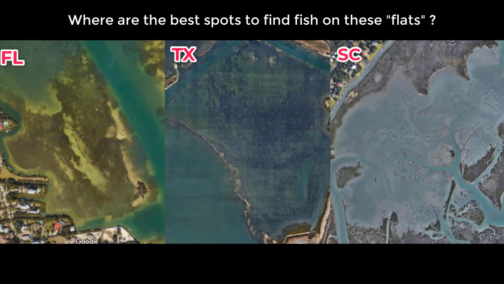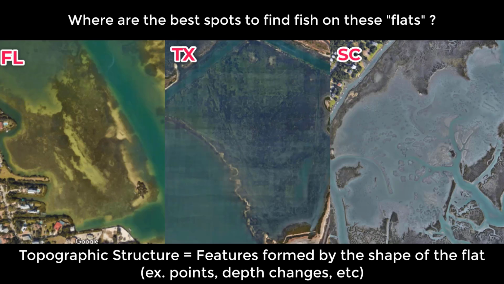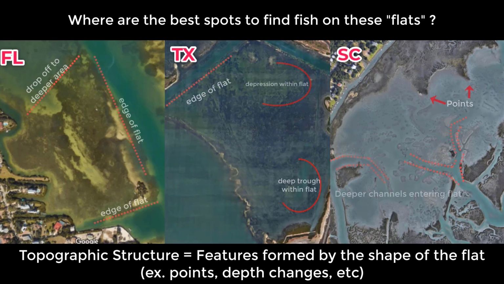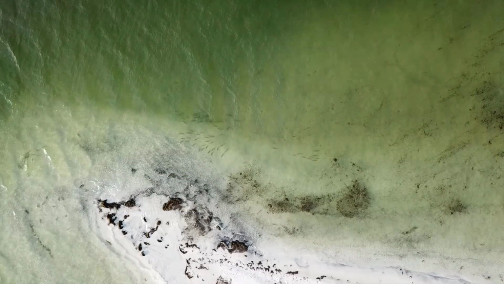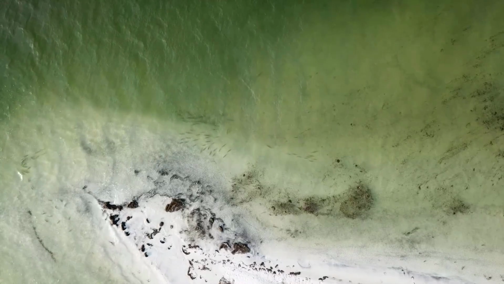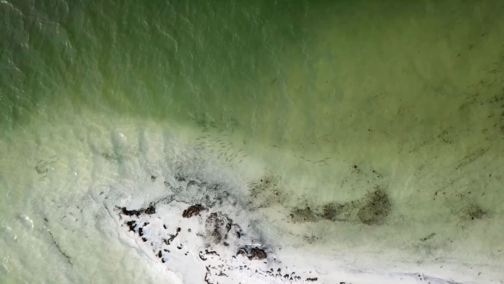Now, the second form of structure that a lot of people don't focus on is the topographic structure, those depth changes, the points, the drop-offs at the edges of flats, cuts and troughs, these shapes and features of the flat, not so much the exact physical structure, but what makes it look the way that it does. You'll find a lot of fish use those areas as ambush points. You can see in this example, these are snook that are clustered up on a point, and you can see there's a little depth change there as well. The flats are over to the right, so these fish are just using that natural topographic structure close to the flats as an ambush point to get prey.